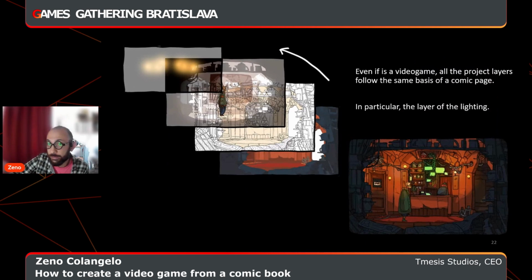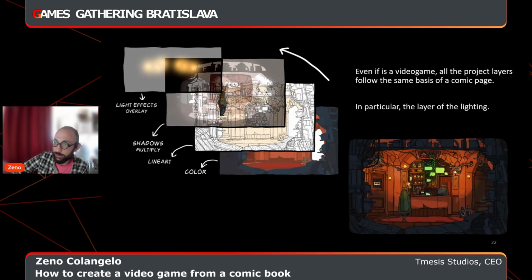And the same thing we did for the video game. So a level of line art, which is then colored with a flat color. Then a shadow level on multiply in the same exact way, and then a light effect level that interacts with the previous level. In this example, that level is the one with the light bulbs and the computer in the background.